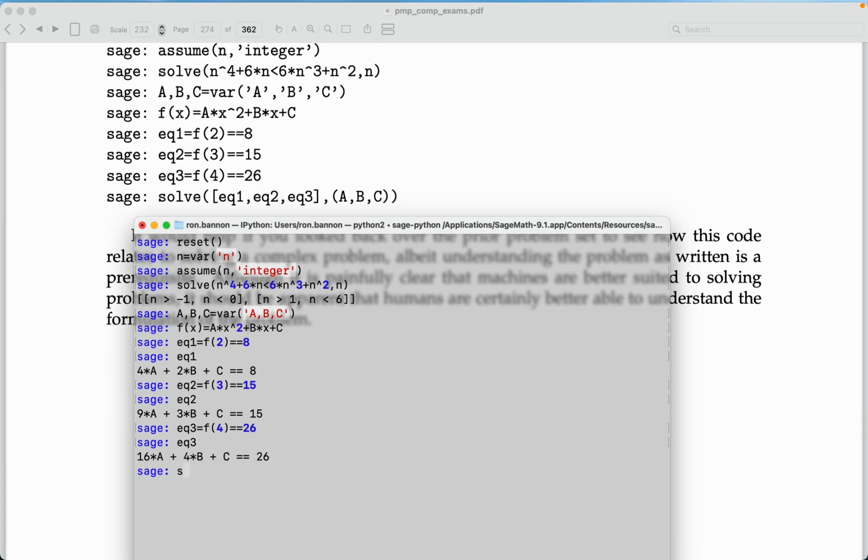Now the last line of code over here, solve. I'm solving a system of 3 equations with 3 unknowns. Whoops. And it's a list. It's going to be EQ1, EQ2, EQ3. And what are we solving for? Well, the letters uppercase A, uppercase B, uppercase C. And what do we get? We get an answer, 2, -3 and 6.